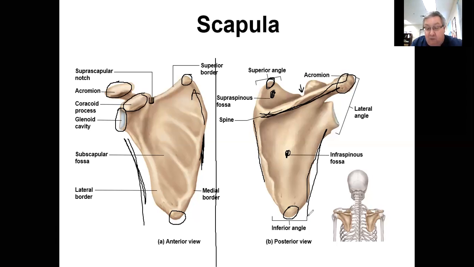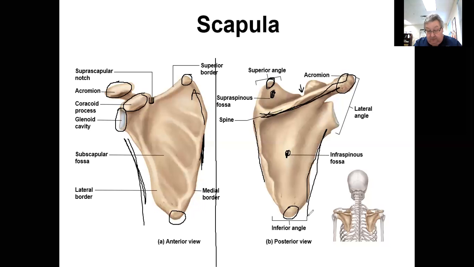So the acromion process. From the acromion process, we have the middle deltoid coming from there, and we have the middle trapezius inserting there. So the middle delt has its origin, and the middle trapezius has its insertion on the acromion process.